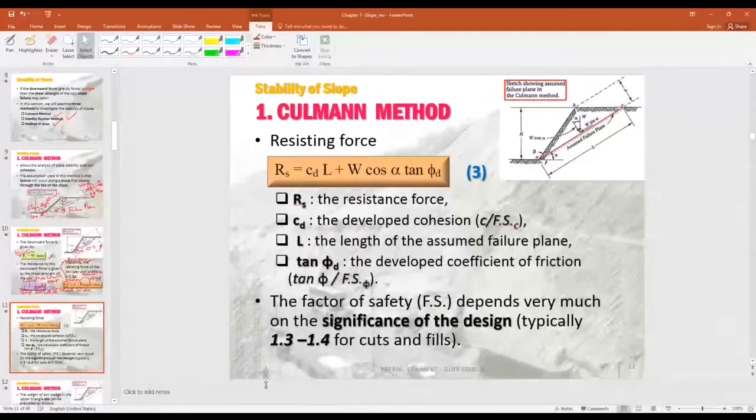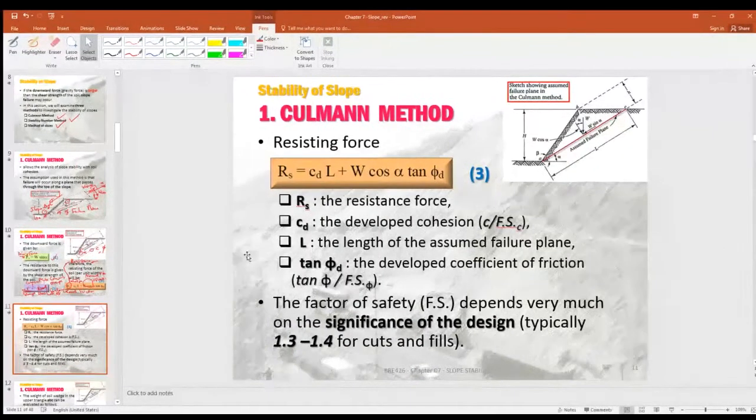So let's recap, right? For this formula, CD is the cohesion, L is the length of the mass at the failure plane, W is the weight of the soil mass, that triangular mass, and alpha is the angle of the failure plane. Cosine alpha times the tangent of the friction angle, so that is the resisting force.